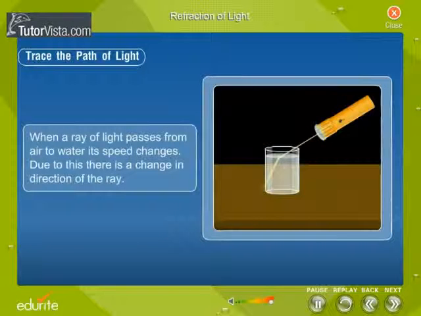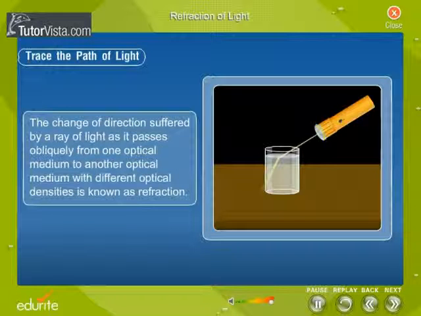When a ray of light passes from air to water, its speed changes. Due to this, there is a change in direction of the ray. This change of direction suffered by a ray of light as it passes obliquely from one optical medium to another optical medium with different optical densities is known as refraction.